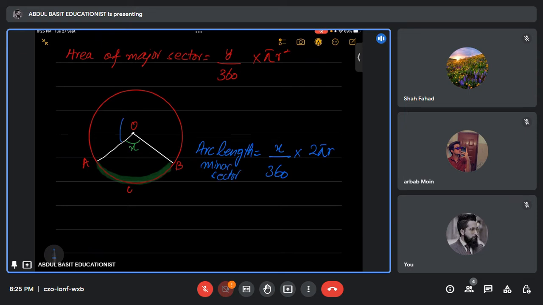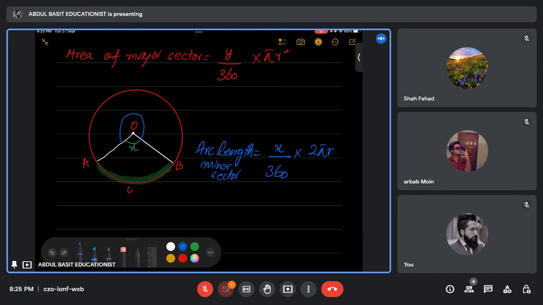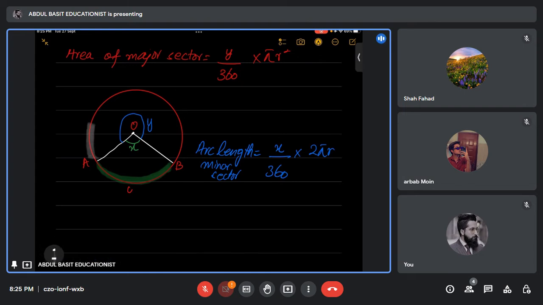And if the examiner asks you to find the major sector arc length, which is for example this white part, that's the boundary of the major arc. To find the major arc length we use the same formula, with the angle y: y by 360 multiplied by 2 pi r.